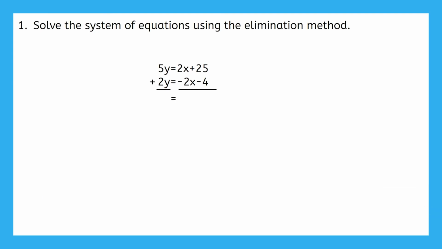Did you add up both sides of the equation to see what would eliminate? 5y and 2y add to be 7y. 2x and negative 2x add to be nothing. And finally, 25 and negative 4 add to be 21. Well, look at that. The x term was eliminated. Now we just have an equation with y in it. And solving this gives us that y equals 3. Did you get y equals 3? If not, pause the video for a few moments to figure out where your mistake was.